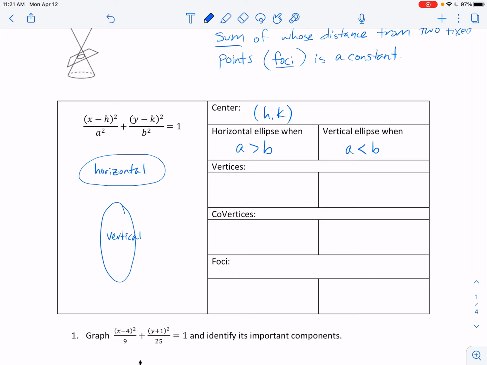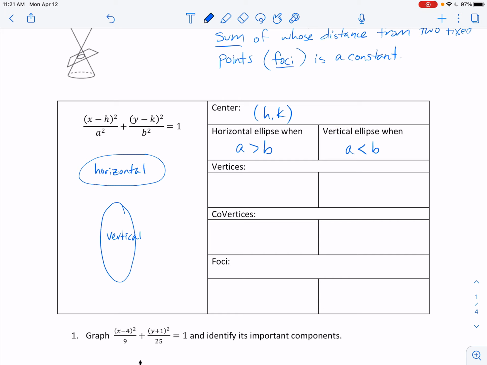So the vertices are always on the major axis. And so in a horizontal ellipse, we have moved from the center in the x direction this a amount. My thought here with this chart is that this column is all dealing with a horizontal ellipse and this column is all dealing with the vertical ellipse.